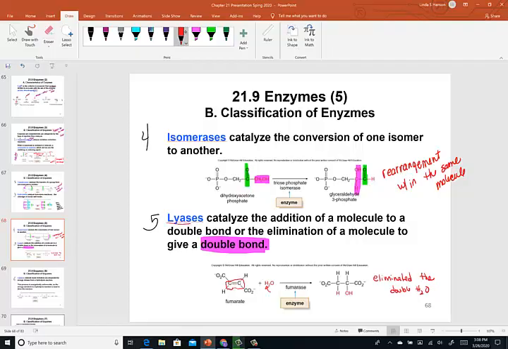So addition of a molecule to a double bond or the elimination of a molecule to give a double bond are happening through the enzymes known as lyases. Notice that in any one of these structures, to categorize this enzyme, you need a double bond.